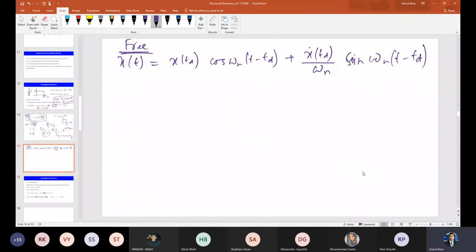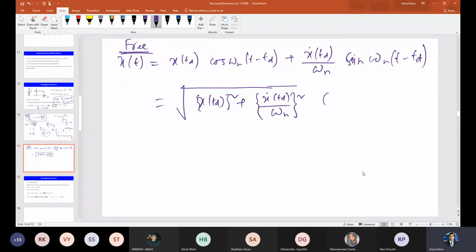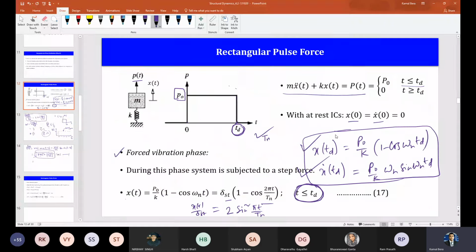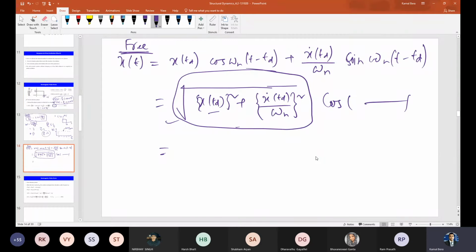So this actually can be written as, what is the amplitude? Basically we are interested in amplitude, right? So the amplitude will be the square root of x(Td) squared plus x dot (Td) by omega n squared, something cosine of something, not interested. We are interested in this amplitude. So what is this amplitude? Substitute x(Td) and x dot (Td) here and tell me what you are getting. I have just written what x(Td) and x dot (Td) are. Correct? This is nothing but the displacement and velocity of that single degree of freedom system at the end of the rectangular pulse. Substitute here and tell me what you are getting. That will be basically x max, so we are considering the amplitude here. What did you get? Very quick.